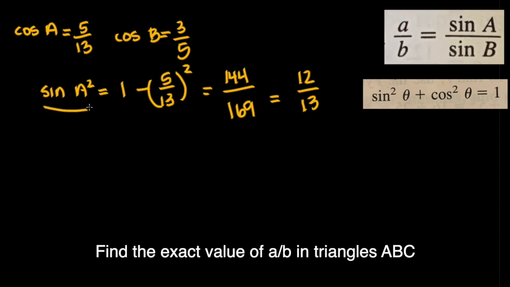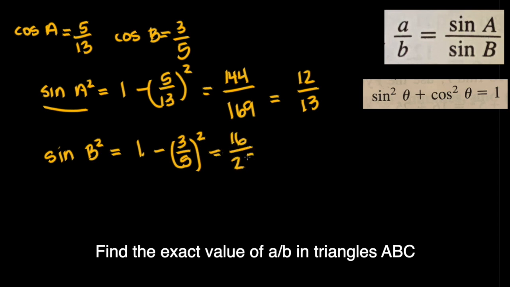Now we need to find the sine of B. We will repeat the same process. So the sine of B squared equals 1 minus 3 over 5 squared. This equals 16 over 25, which you will take the square root of and translates to 4 over 5.